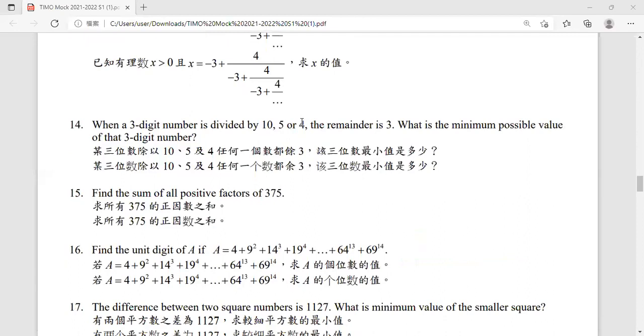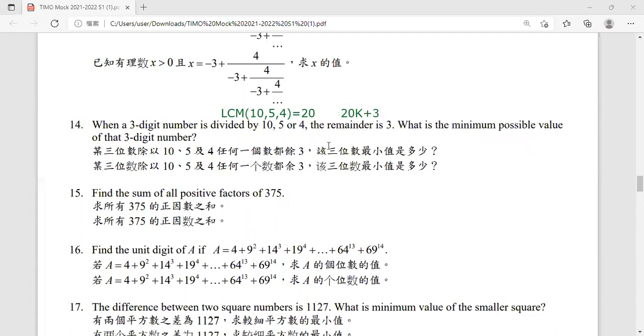Okay, next one, 14. When a three-digit number is divided by 10, 5, and 4, we get a remainder of 3. What is the minimum of this three-digit number? Now, very simple. You have to find this first. Of course, this is 20. So all the answers should be something like 20k plus 3, because the remainder is 3.